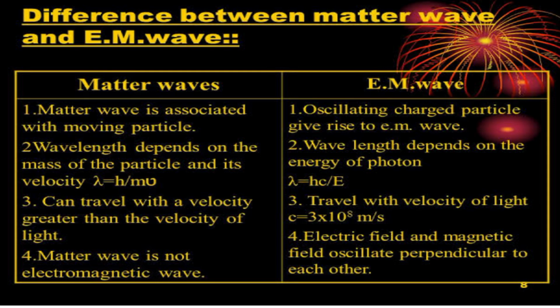Matter waves can travel with a velocity greater than the velocity of light. But electromagnetic waves travel with the velocity of light, c is equal to 3 into 10 to the power 8 m per s. Matter wave is not an electromagnetic wave. In an electromagnetic wave, the electric field and magnetic field oscillate perpendicular to each other. Here is an electromagnetic wave.